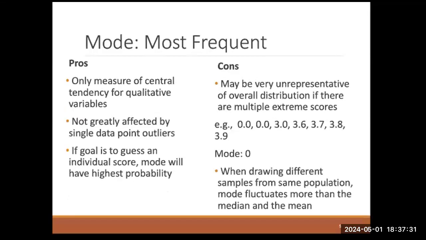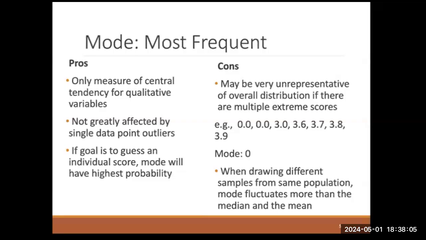Mode is the only measure of central tendency that you can actually use for every single type of data. So it's the only one that you can use for both qualitative and quantitative data. It's not affected by outliers at all. And if you had to guess a number, the mode is a good one because it is the most frequently occurring. What's the con? Well, it might actually not be a good representation of all the data that you have.